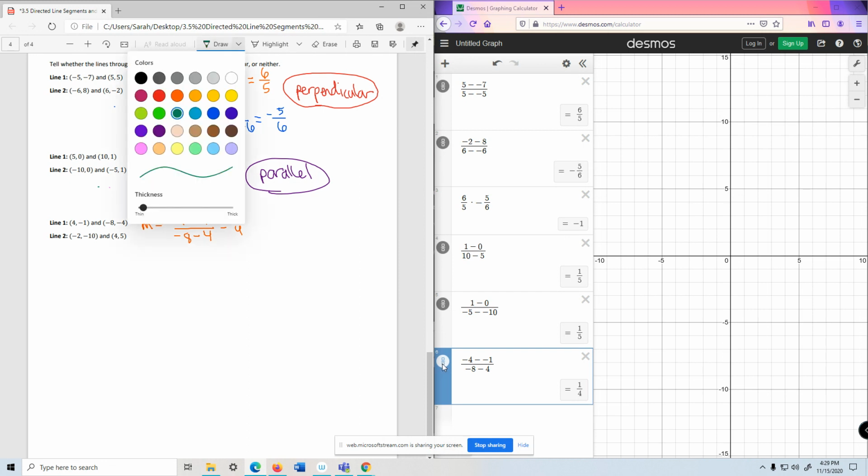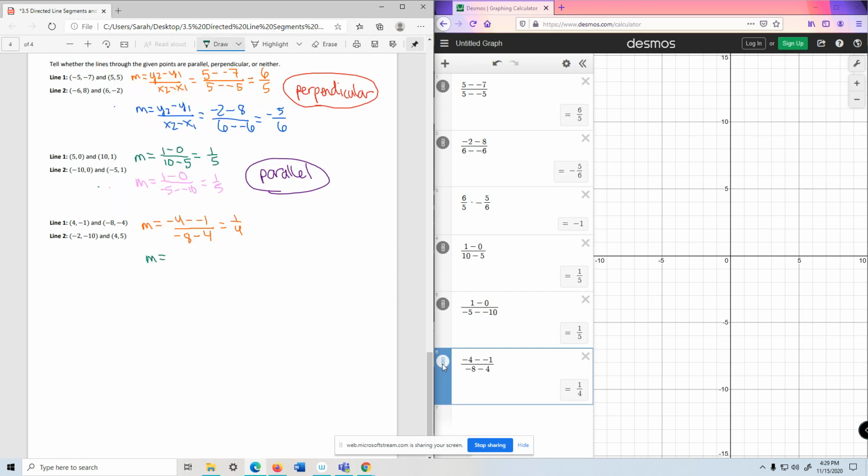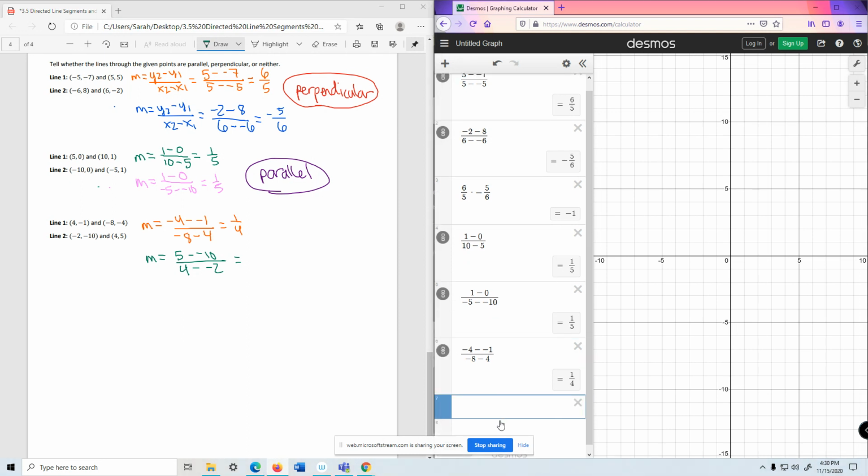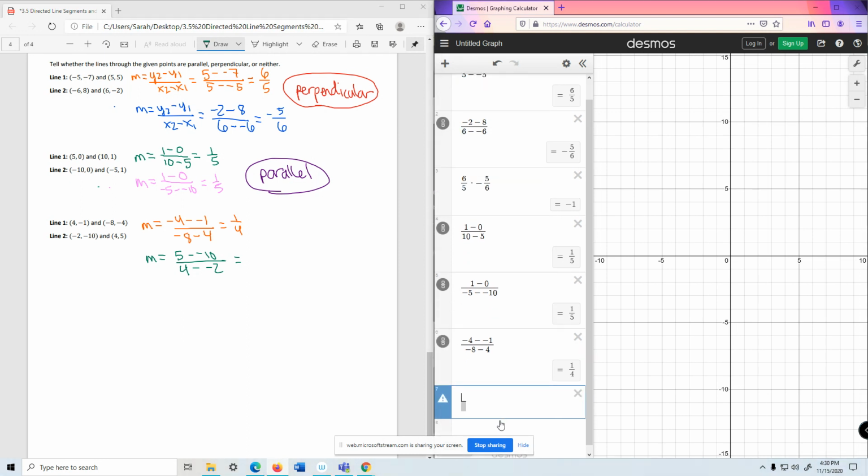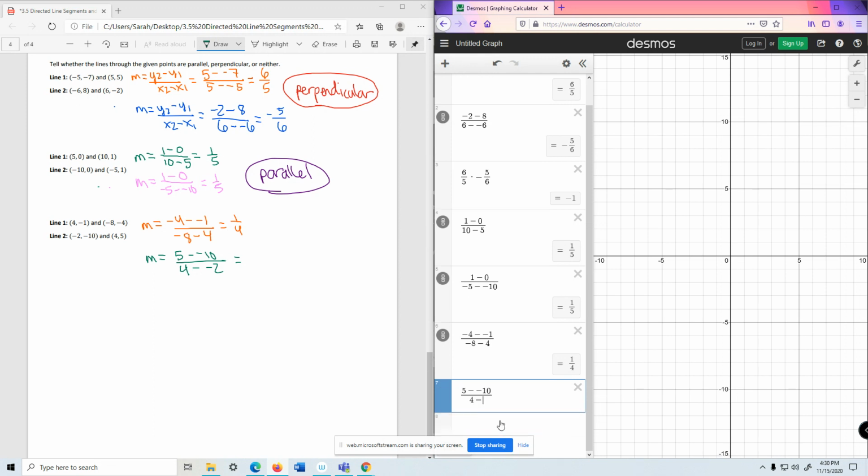Now let's try the other one. y2 is 5 minus y1 is negative 10. x2 is 4 minus x1 is negative 2. Let's use Desmos just because we can. Division sign, 5 minus negative 10 over 4 minus negative 2 is 2.5. But let's switch that to a fraction. I get 5 over 2.